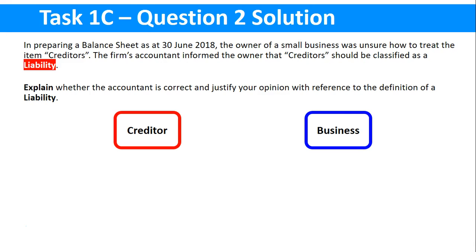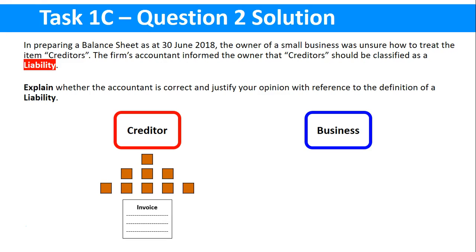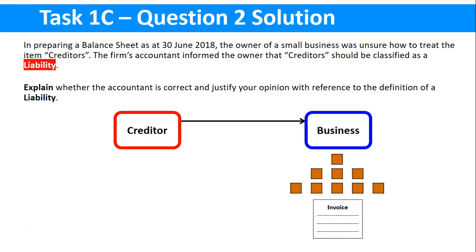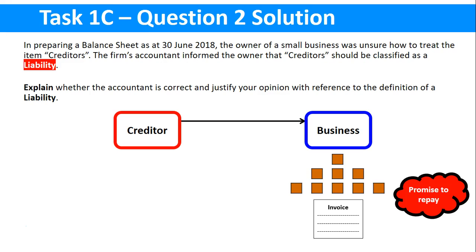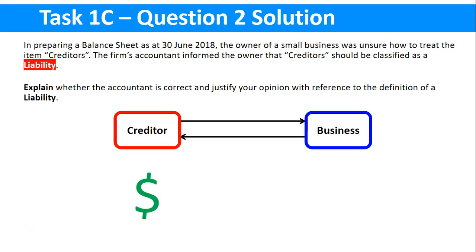Let's look at what a creditor is first of all. A creditor is another party that sells our business a good or a service, so it could be stock for example, and gives us an invoice. And the reason they give us an invoice is on the day that they sell us the goods, they don't actually ask for money, they put it on credit. And what then happens is there's now a promise to repay from our business to the creditor. At some point in the future, it could be a day, a week, a month, 6 months, the business will eventually repay that creditor with cash.